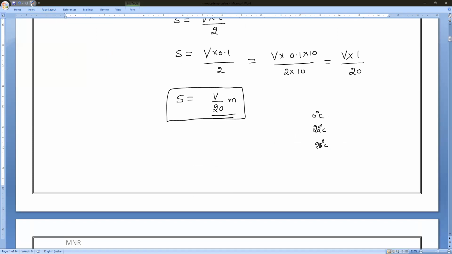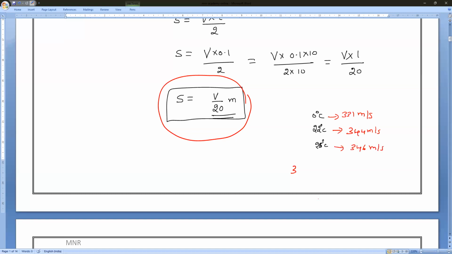Yes. So now all of you remember, this is the formula for calculating the minimum distance of echo. Directly we'll get it. Suppose they have given 342 at 20, what is that? At 0 degrees Celsius, 331 meter per second. At 22 degrees Celsius, 344 meter per second. At 25 degrees Celsius, 346 meter per second. So whatever they ask, 22 or 25, you can directly substitute it. 344 divided by 20, what is the answer?